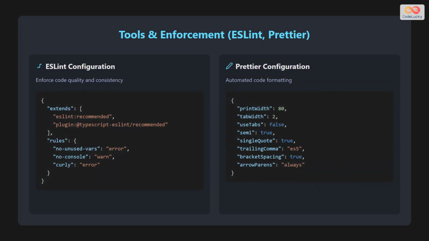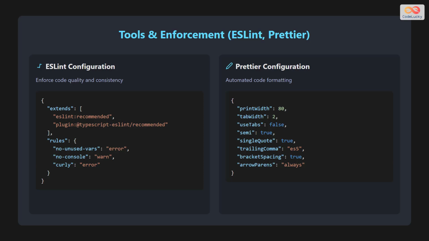To enforce the code style, you can use tools like ESLint and Prettier. ESLint is useful for identifying problematic patterns in your code. It helps maintain a consistent style, preventing bugs and enhancing code quality. You can customize rules as per your needs, such as avoiding unused variables and console logs. It can also enforce the use of curly braces.